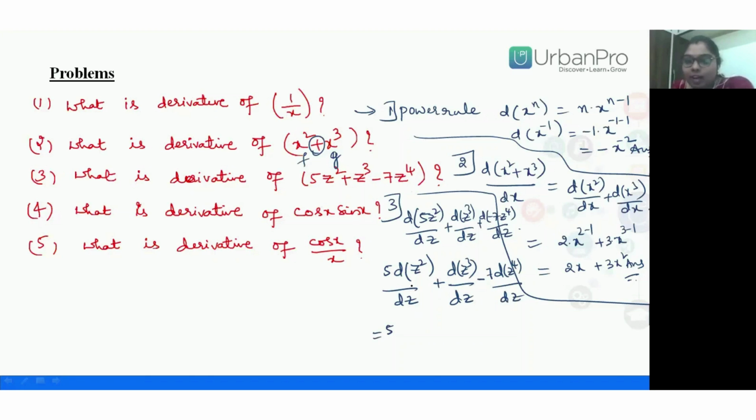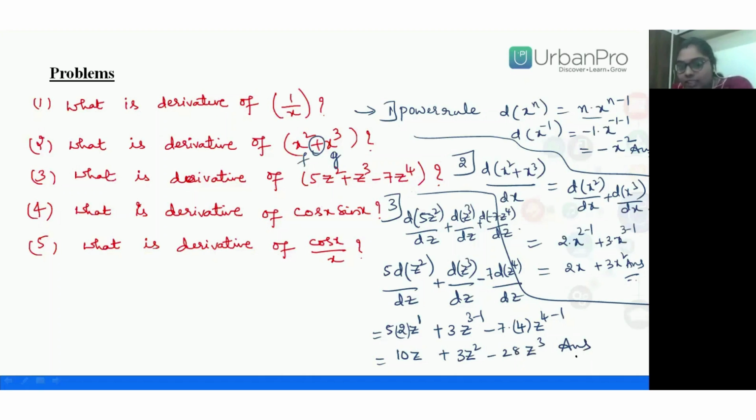Now it's simple. You have to apply the power rule. 5 times z square: the formula says n into x power n minus 1, that is 2 into z power 2 minus 1. And then for this, we have 3 into z power 3 minus 1. And then here, minus 7 into 4 into z power 4 minus 1. The answer is 10 times z plus 3z square minus 28z cube. So this is your third answer.